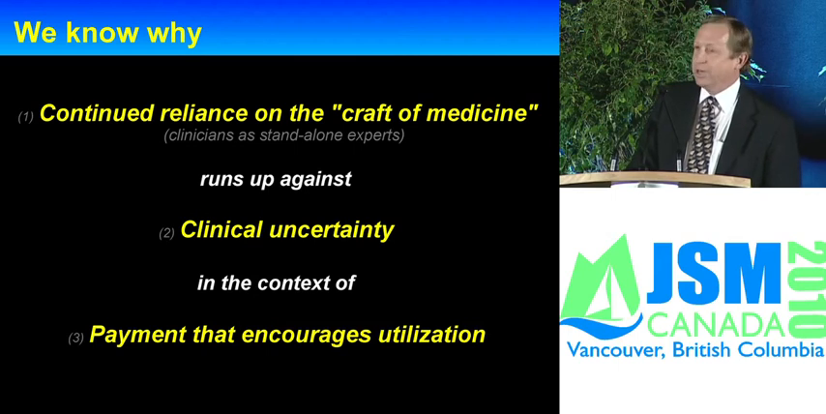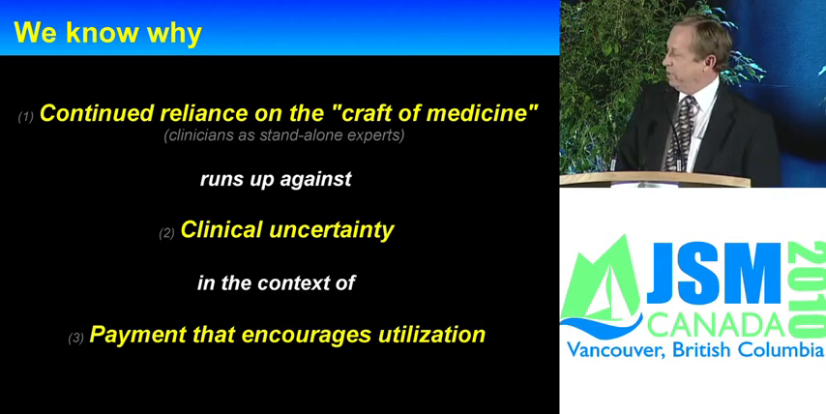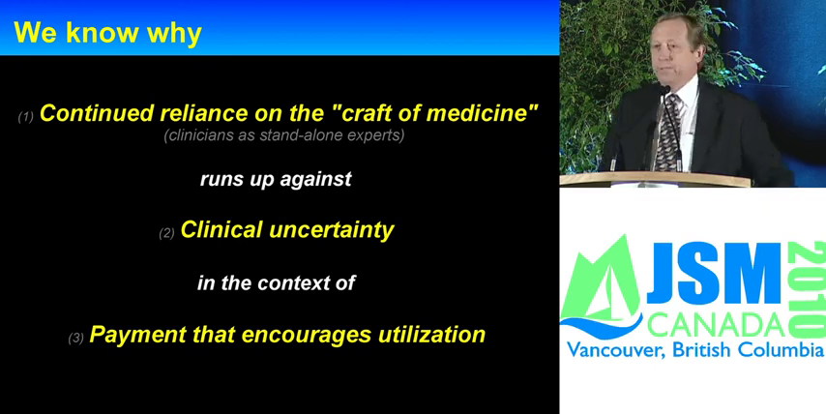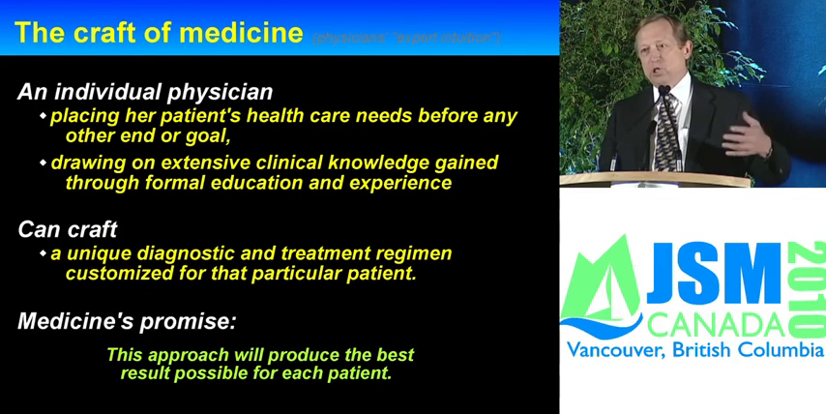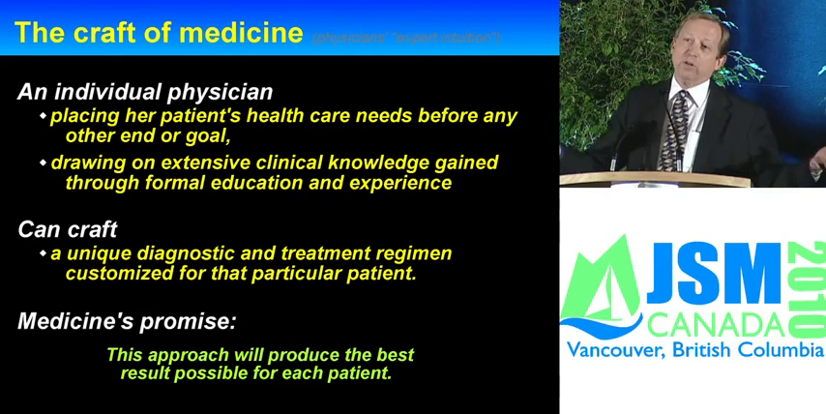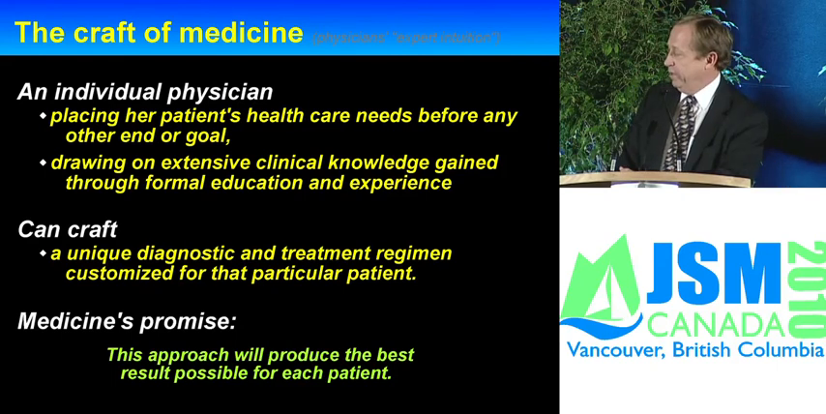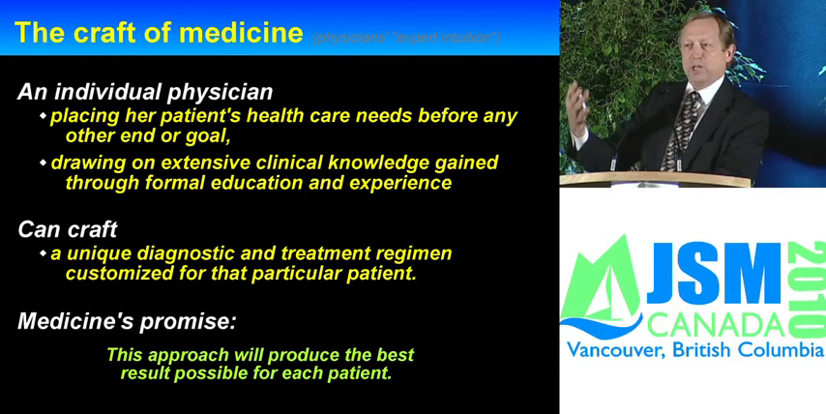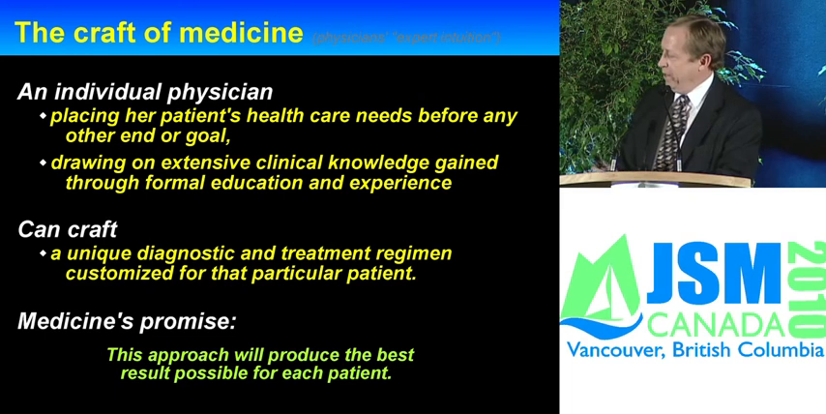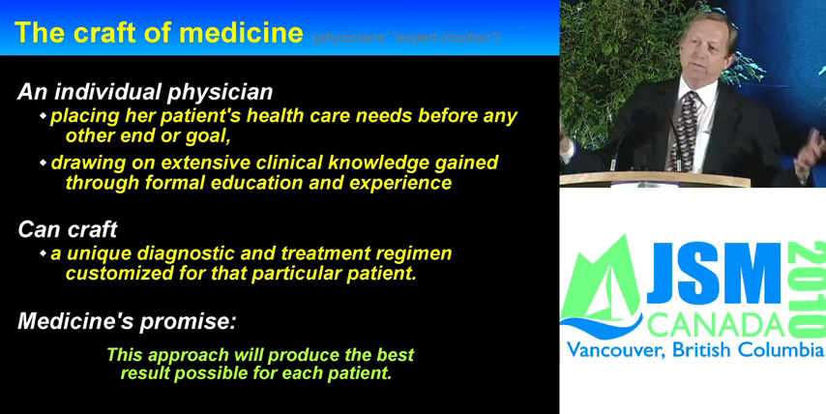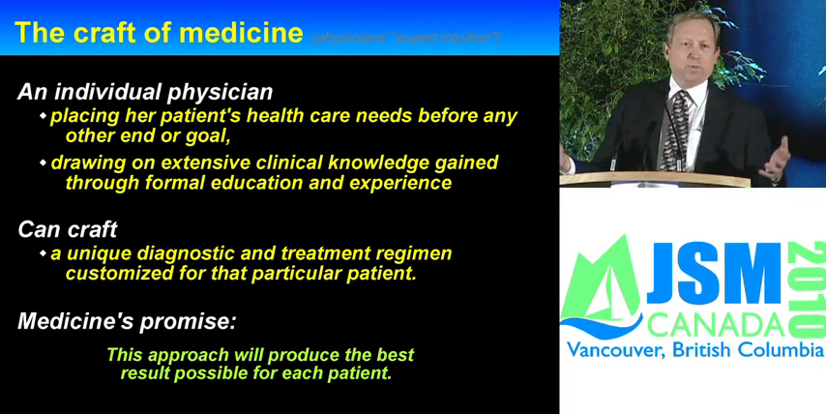The first is something called reliance on craft of medicine style practice. What it came up against was 100 years of science. We call that clinical uncertainty in the context of payment that encourages utilization. Craft of medicine, this is the philosophy of clinical practice that Sir William Osler and his colleagues gave us, that I learned in medical school, that we still teach today. It's based upon an ethical commitment to patients. That is our foundation, that we commit that we will place the patient's health care benefit before any other end or goal.